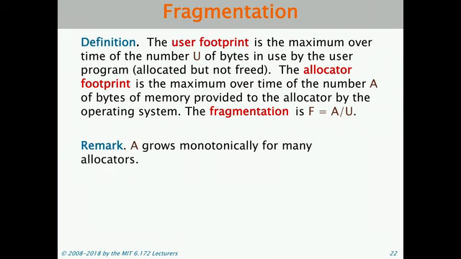One remark is that the allocator footprint A usually grows monotonically for many allocators. It turns out that many allocators do mmaps to get more memory, but they don't always free this memory back to the OS. And you can actually free memory using something called munmap, which is the opposite of mmap, to give memory back to the OS. But this turns out to be pretty expensive. In modern operating systems, the implementation is not very efficient. So many allocators don't use munmap.